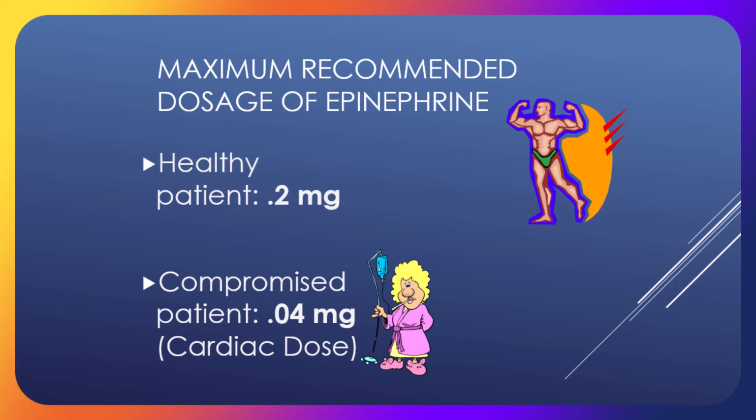The healthy dose, 0.2 milligrams, we would divide by 0.018, which is the amount of epinephrine in one 1.8 milliliter cartridge of 1 to 100,000 epinephrine. That equals 11 potential cartridges for the patient. For the cardiac dose, we would divide 0.04 by 0.018, which is the epinephrine amount in one cartridge of 1.8 milliliters, 2% lidocaine, and that equals 2.2 cartridges.